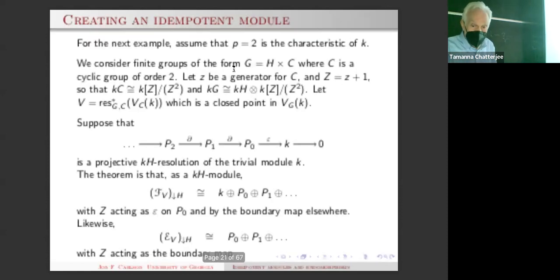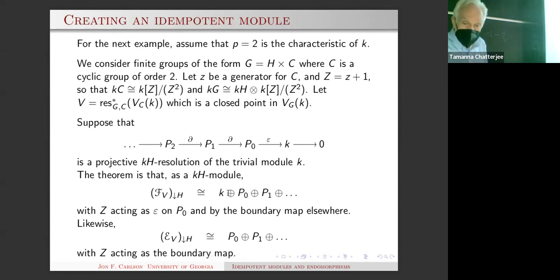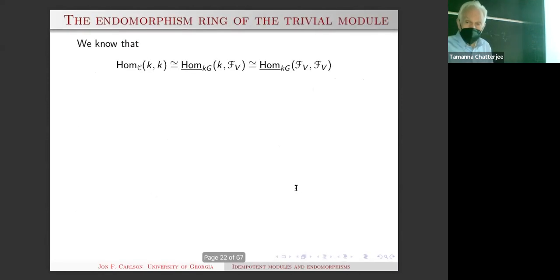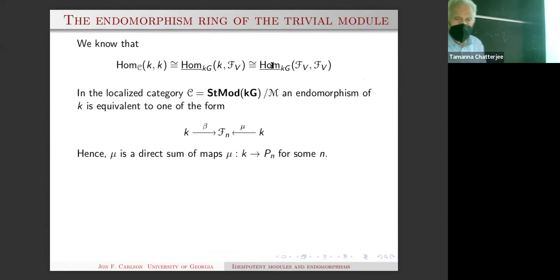If I go back to what my F(V) is, it's the sum of these terms, so it's going to be a map from K into the bottom of these things. So I know what these are. I want to make this identification, and I want to say what happens. So in the localized category, which is now all KG modules mod M, an endomorphism of K is equivalent to one of this form. Okay, let's just remember what we were doing here.